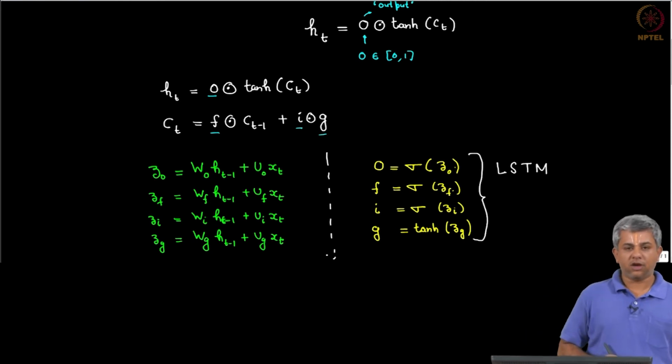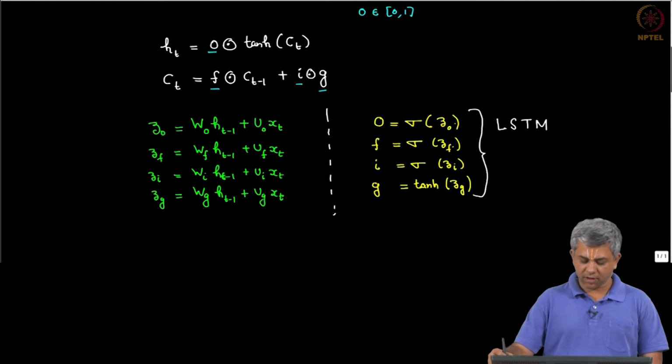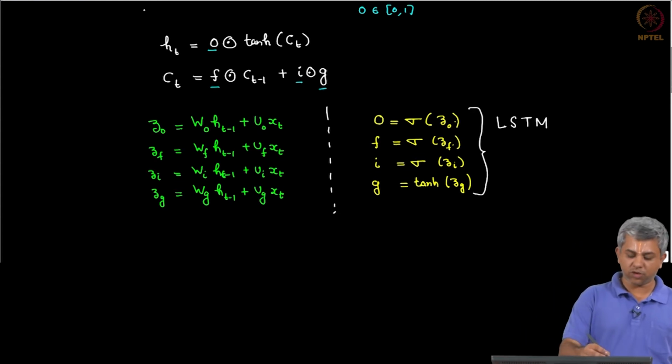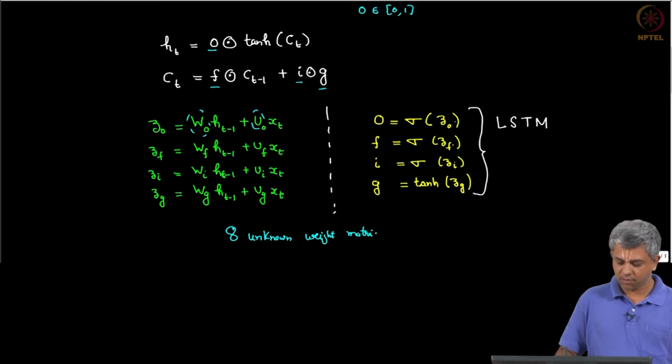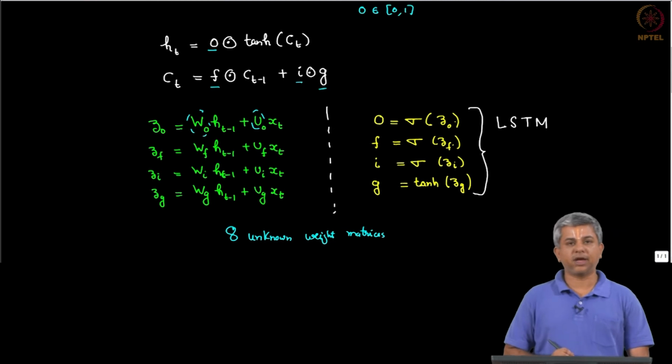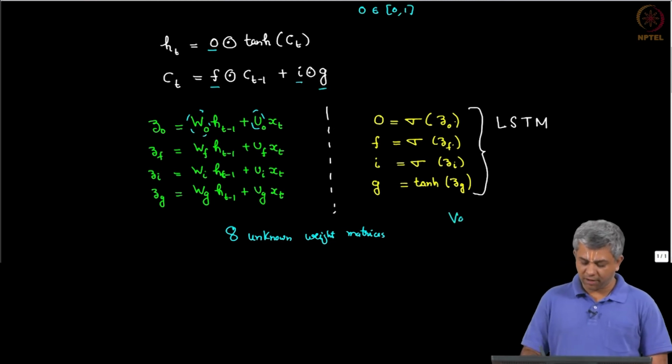LSTM. Now, if you see LSTM, it has how many unknowns? You know, whatever be the size of the W matrices, you have 8 unknown weight matrices. Just for comparison, plain vanilla RNN just has 2 weight matrices.